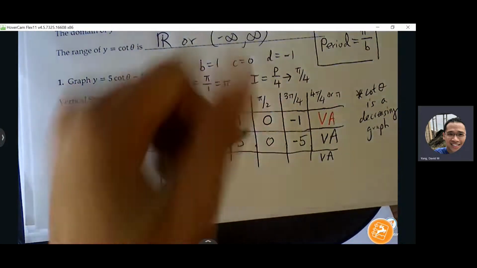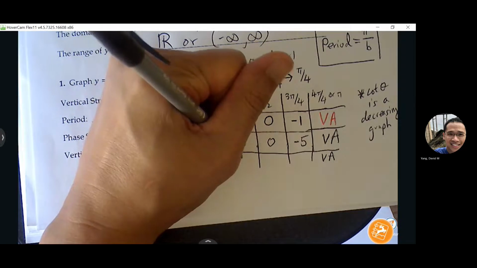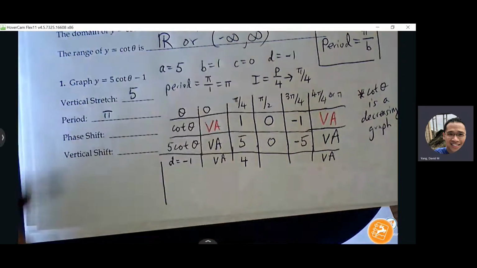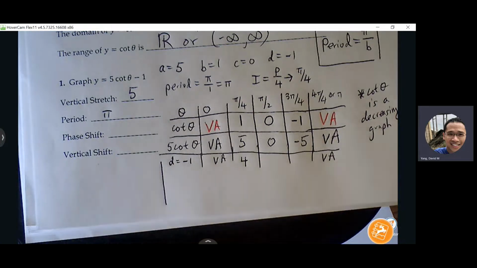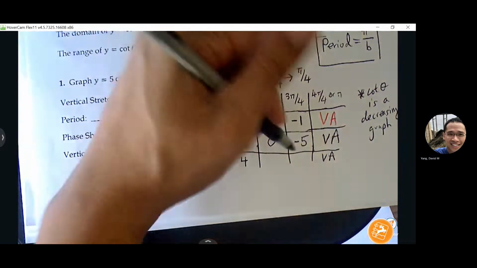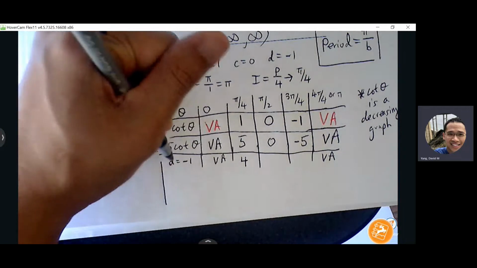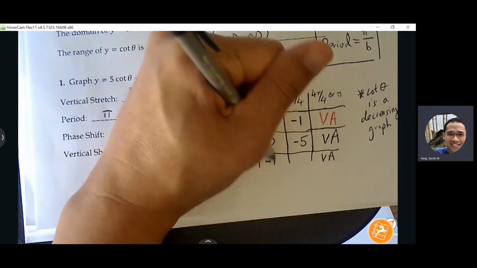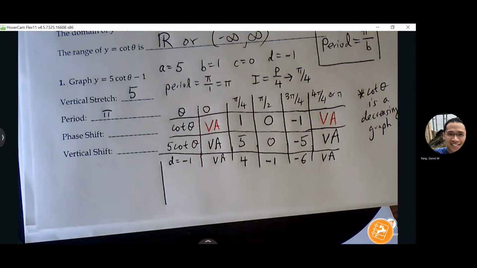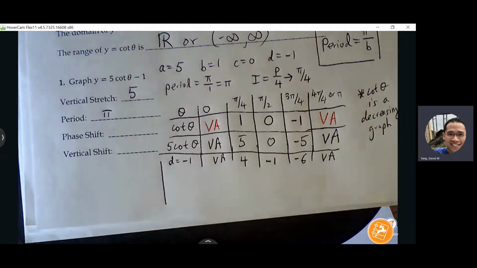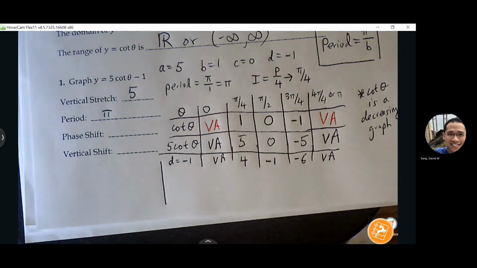So 5 minus 1 is 4. Sorry, I should have started with 1 without the vertical shift so that you can get a better picture. But I think we can do it. 0 minus 1 is -1. -5 minus 1 is -6. Okay, so our D value is -1. We can create that graph.